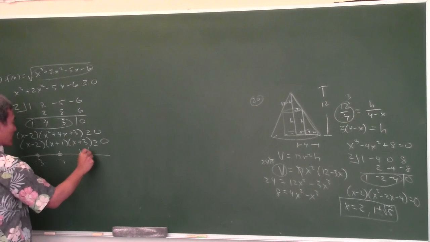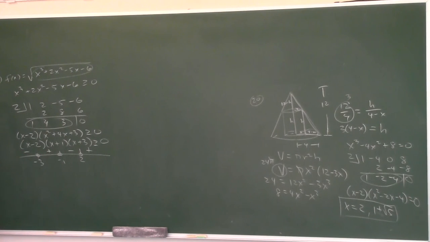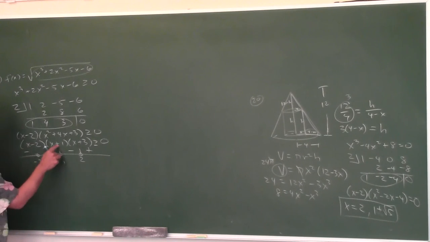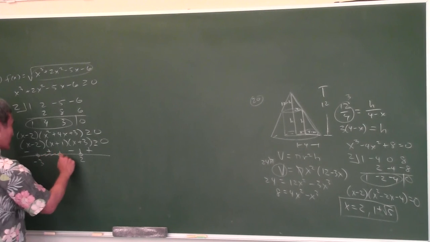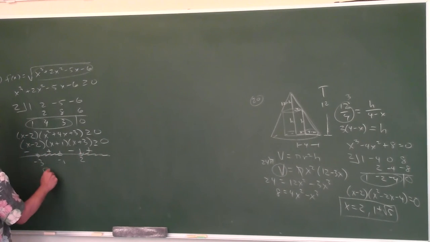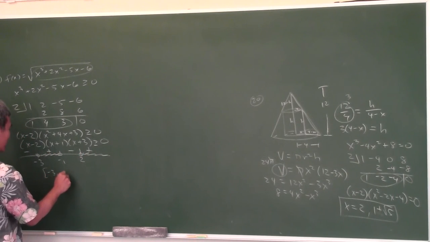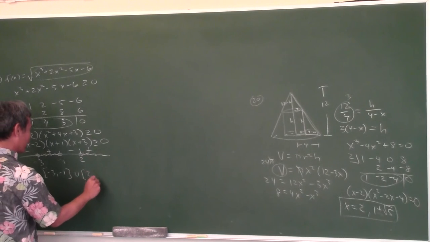And how do I know it's plus, minus, like that? Well, if you don't know, then just plug in numbers. But come on, odd powers. Plus, when you plug in a number bigger than 2, like 3, positive, positive, positive. It's a positive. Okay, we're looking for greater than, so your answer will be negative 3 to negative 1, union 2 to infinity.